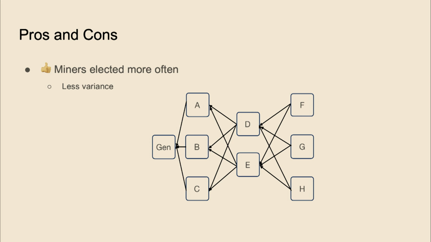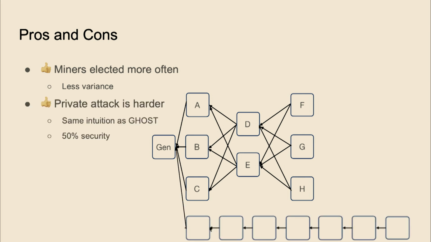And we know that in Bitcoin, the miners will join a mining pool to fight the mining variance. In Filecoin, the mining variance is much lower because the leaders are elected much more frequently.